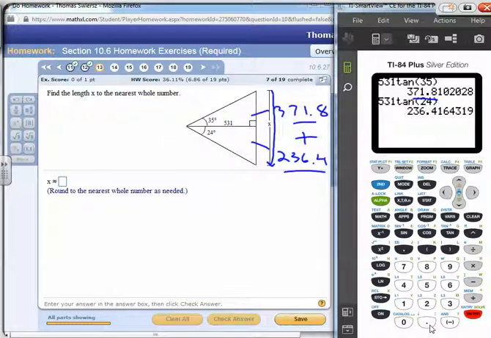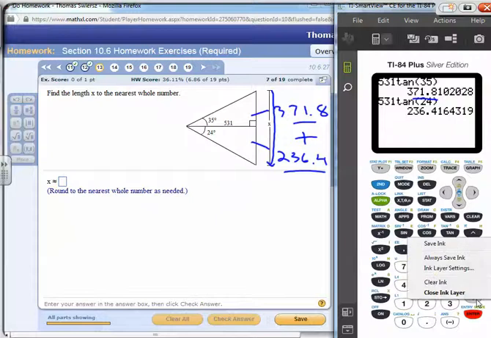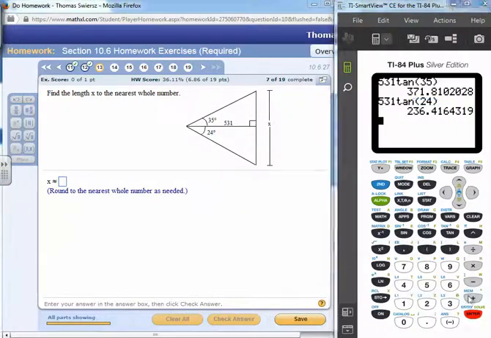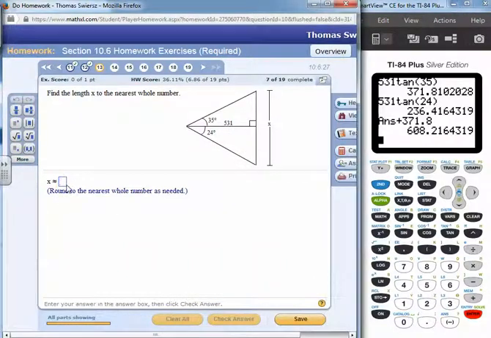So we've got 236.4 added with 371.8. We get 608.2. So rounded to the nearest whole number, x, both of these sides added together will be approximately 608. And that is indeed the correct answer.